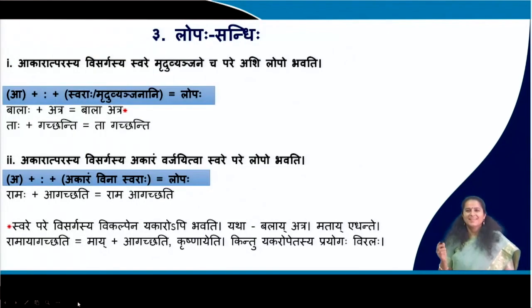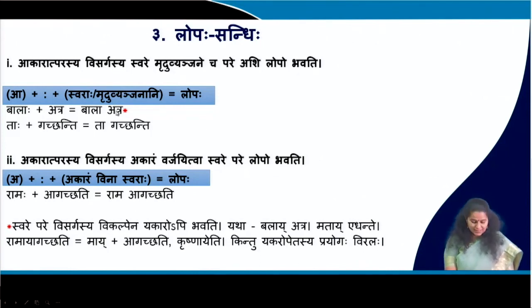अस्तु, तर्हि अन्तरङ्गः। So let's look at the next type of sandhi, visarga sandhi, which is the lopah sandhi. अत्र कः नियमः अस्ति? आकारात् परस्य विसर्गस्य स्वरे मृदुव्यञ्जने च परे अशि लोपो भवति. So what is ash? Ash here includes the swara and the mriduvyanjanas. All right. So किं भवति अत्र? आ plus visarga ah in general followed by a swara and mriduvyanjanani will drop off. The visarga will drop off. एषः सन्धि बहु सरला सन्धि अस्ति. तर्हि बालाः प्लस अत्र विसर्गस्य लोपः भवति, बाला अत्र इत्येव भवति.